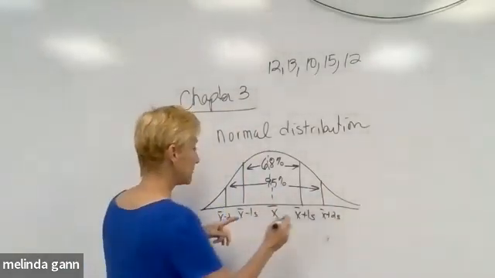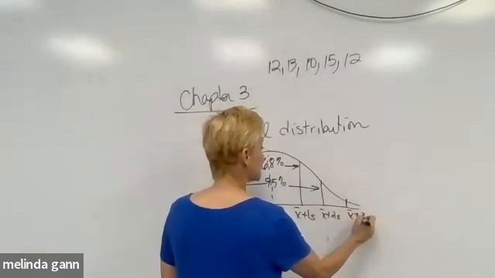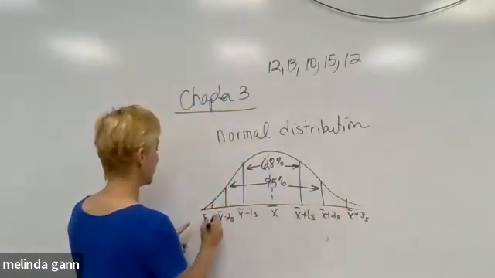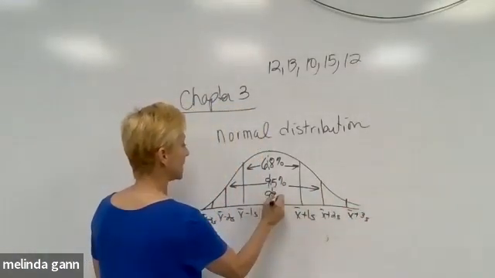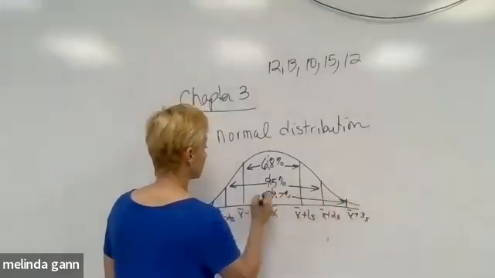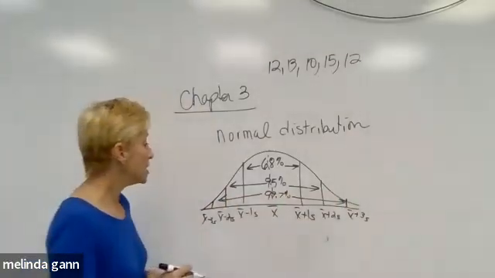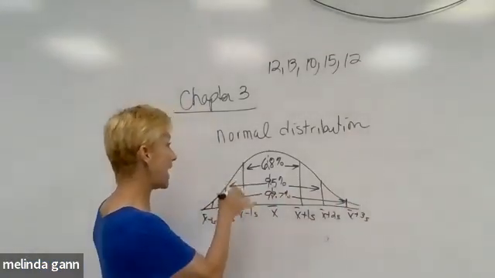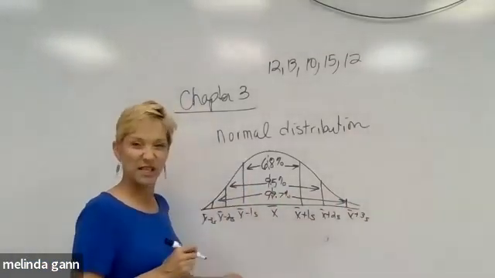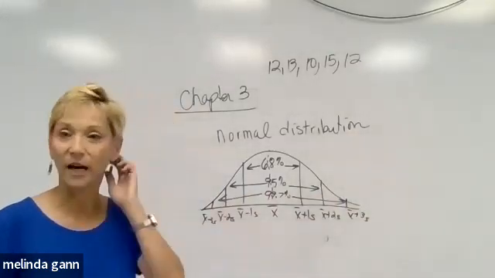All right. And between your mean plus 3 standard deviations and your mean minus 3 standard deviations is 99.7% of your data. Okay. So make sure that you understand those 3 percentages. They're in your book and they're on the video.